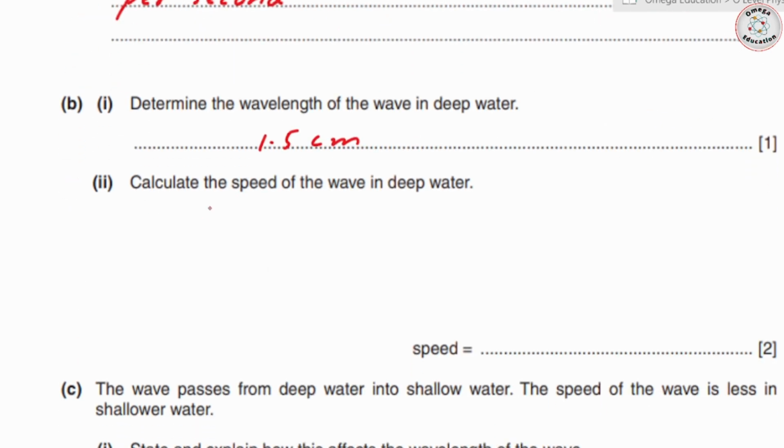Calculate the speed of the wave in the deep water. V equals frequency times the wavelength, and frequency was given as 5, the wavelength was 1.5, so the speed would be 7.5 centimeter per second.